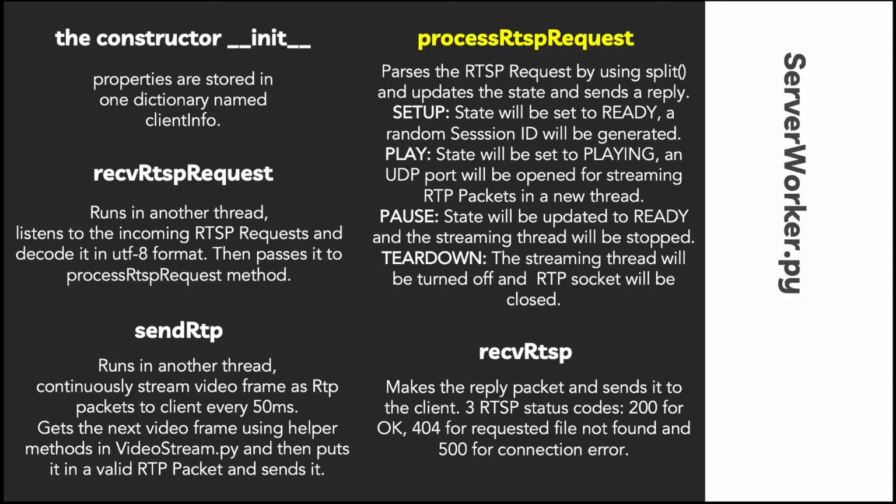Now this method runs in another thread to continuously stream video frames as RTP packets to the client every 0.05 second, that is 50 milliseconds. It first gets the next video frame using the helper methods in the video stream class, then puts it in a valid RTP packet and finally sends it to the client.